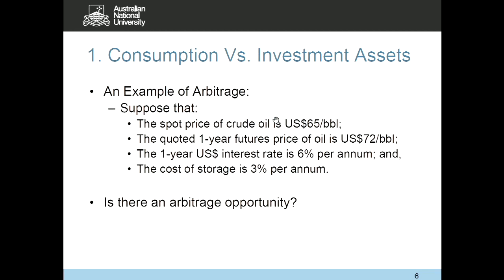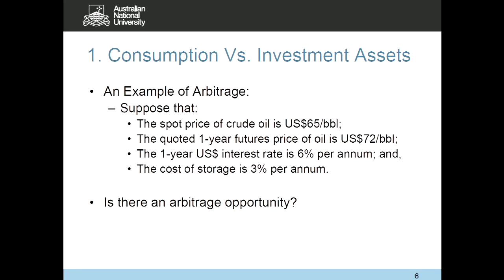Now, if that's a little too abstract, let's go through one numerical example, precisely what I mentioned. Imagine the spot price for a barrel of crude oil today is $65 per barrel. Spot price means the price today, at the moment. And the quoted 1 year future price, for delivery of 1 barrel of oil in 1 year's time, is $72 per barrel. Also, we were told the interest rate is 6%, and the storage cost is 3%.